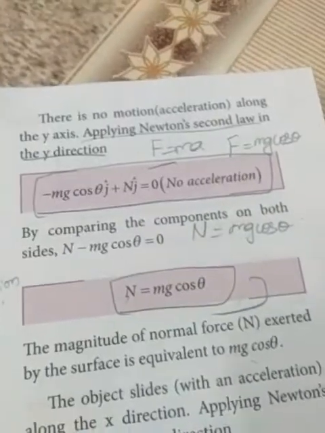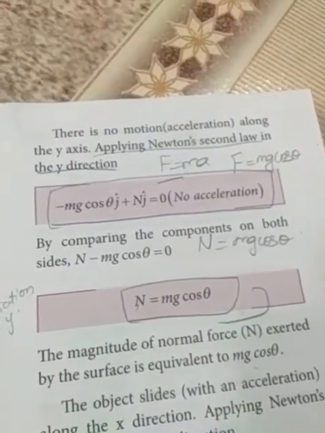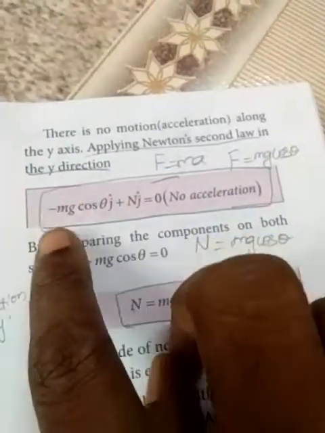Comparing the components on both sides, N minus mg cos theta equals zero, taking the j vector components. So N equals mg cos theta, moving the term to the other side. The magnitude of the normal force exerted by the surface is equal to mg cos theta.